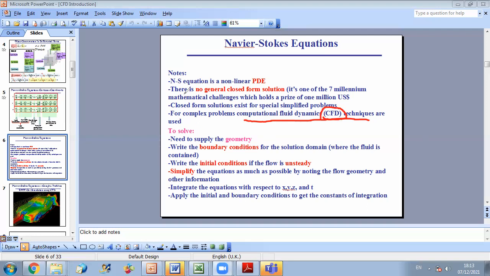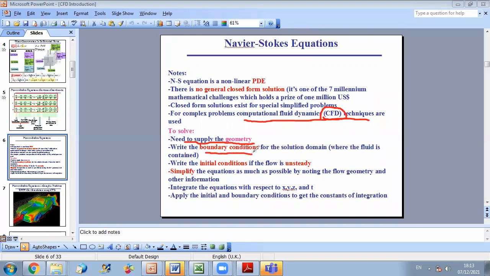Now, in order to solve these equations, we need to supply the geometry, of course. And in CFD, the first step will be to draw your geometry. Then you will divide your domain into small control volumes. So this is the meshing process. We divide it into small parts. Then you will write the boundary conditions for the solution of your domain. You should know what the inputs needed are.